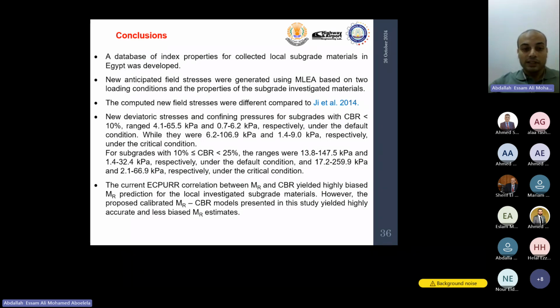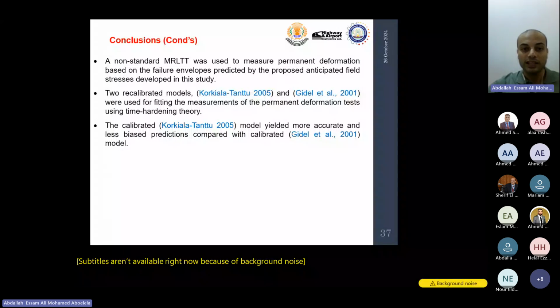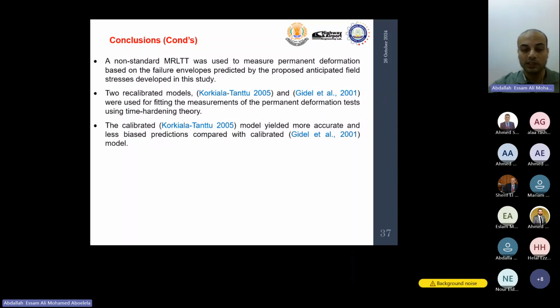And as shown in the previous figures, the current correlations between MR and CBR yielded highly biased MR predictions and were less accurate compared to the new correlation based on the local investigated subgrade materials. And a non-standard multi-stage repeated loading triaxial test was used to measure permanent deformation based on the failure envelopes predicted by the proposed anticipated field stresses developed in this study.